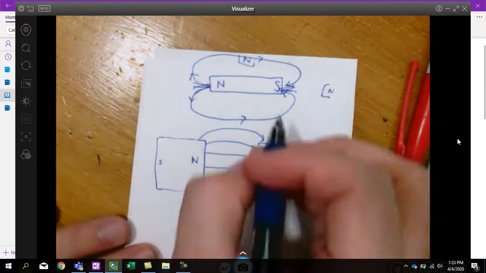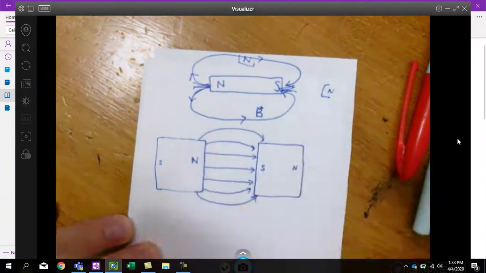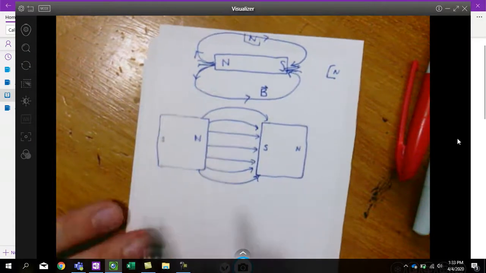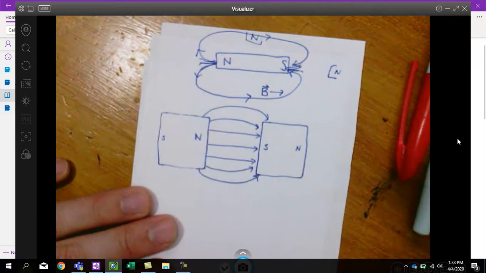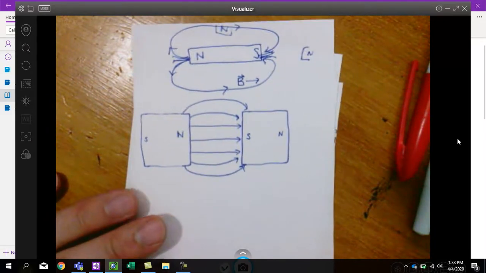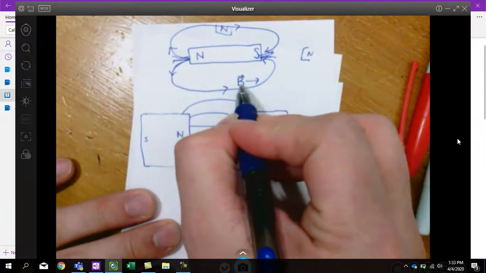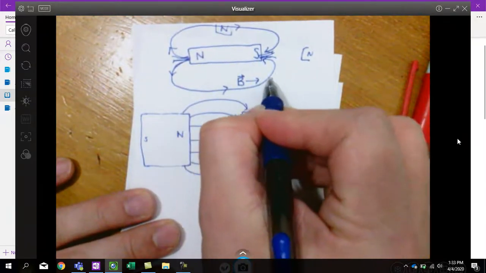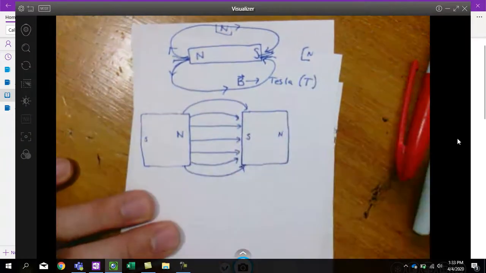And when we talk about a magnetic field, we're going to use a capital B. We usually put an arrow on it because it has a direction. So, magnetic field. Ask me why we use B. I don't know. We just ran out of variables. But a magnetic field can be measured as a variable B. Its unit is a Tesla, and we use a capital T for that.